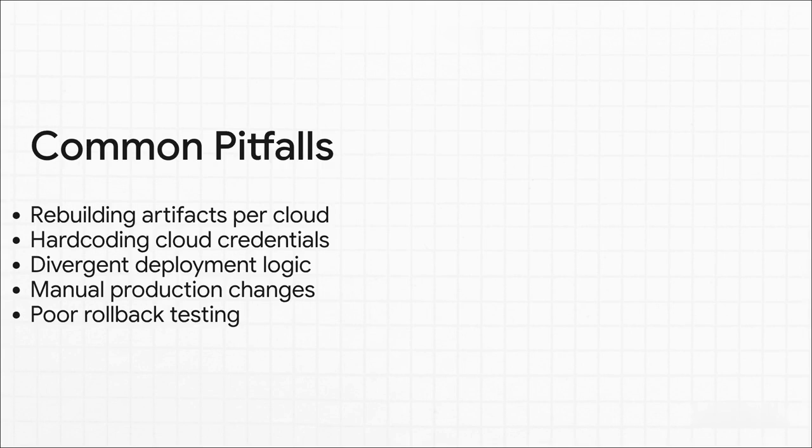So to wrap things up, let's just quickly run through the biggest don'ts. First, don't rebuild your artifacts for each cloud. Never, ever hard code credentials. Keep your deployment logic consistent across the board. Absolutely forbid manual changes in prod. The pipeline is the only way. And for the last time, please test your rollback plan.